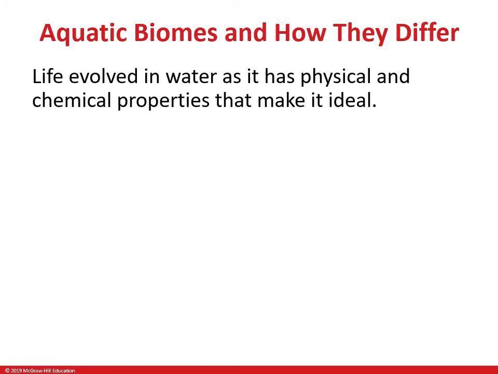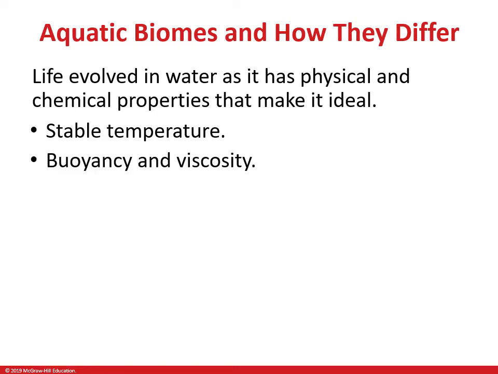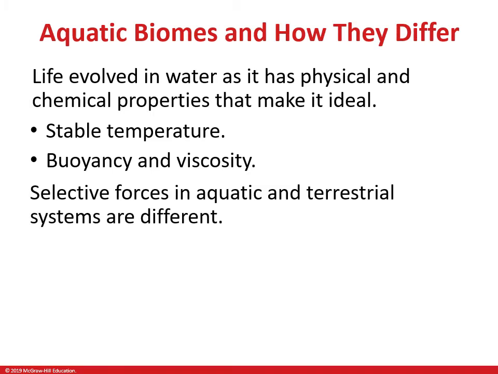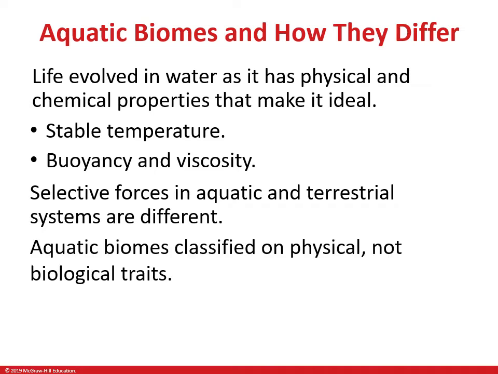When life evolved in water, it had the physical and chemical properties to be a really easy place to live. It's got a stable temperature. You have buoyancy, so you're able to keep your place in the water column. And we find the selective forces in aquatic systems to be very different than what we find in terrestrial systems. So they operate very differently.